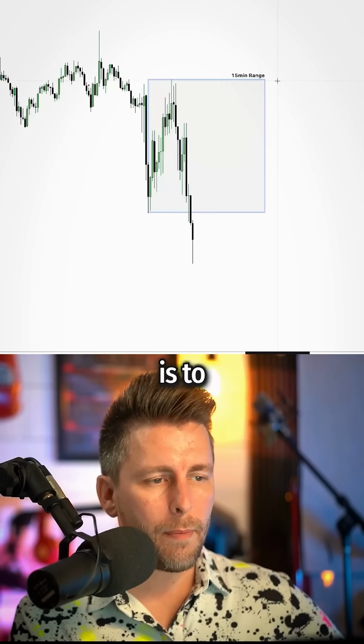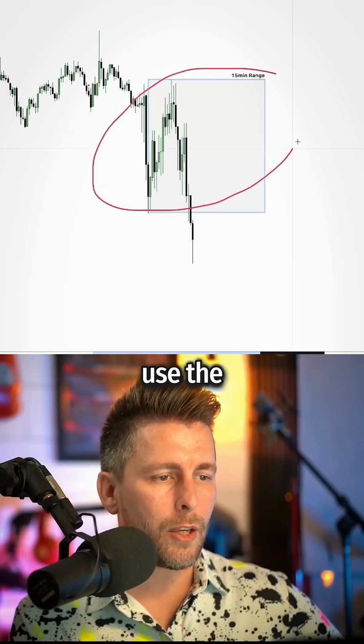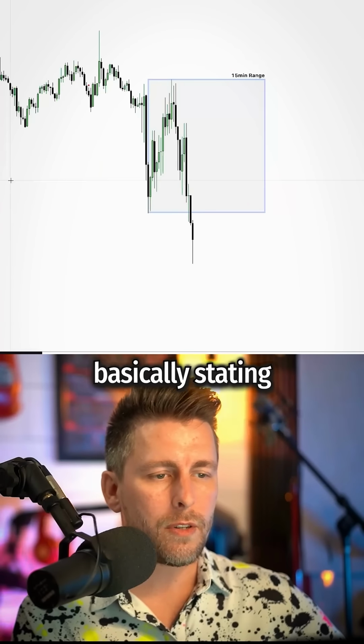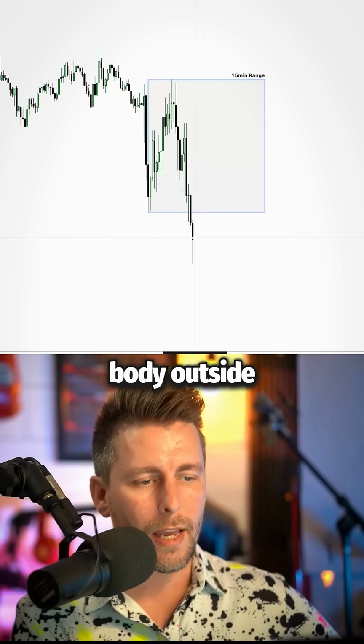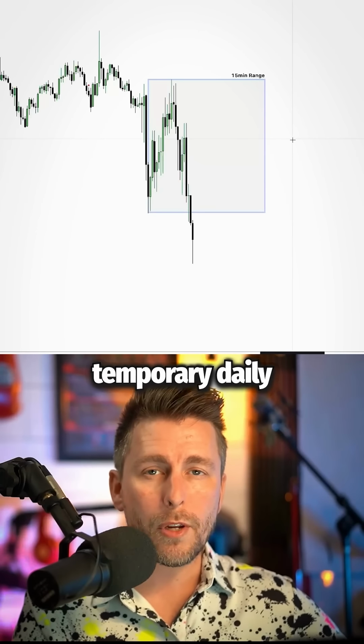Okay, so the first step is to establish your daily bias. I use the 15-minute range. This is basically stating that when price closes a candle body outside the range, we can establish temporary daily bias.